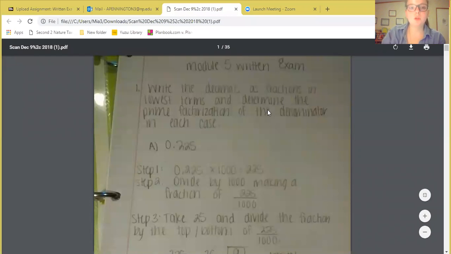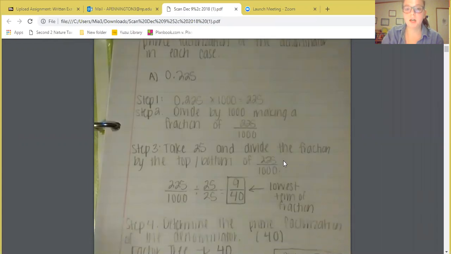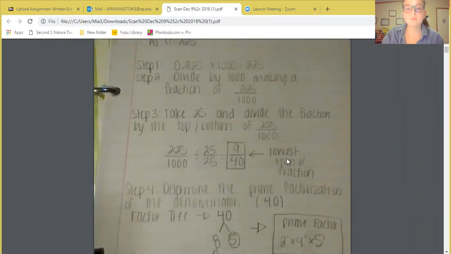So, question 1 says, write the decimals as fractions in the lowest terms and determine the prime factorization of the denominator in each case. So, A is 0.225. And it's important to notice that this goes to the thousandths place. We have tenths, hundredths, and thousandths. So step 1 is we're going to multiply it by 1,000, getting 225. Then we're going to divide it by 1,000, making a fraction of 225 over 1,000.